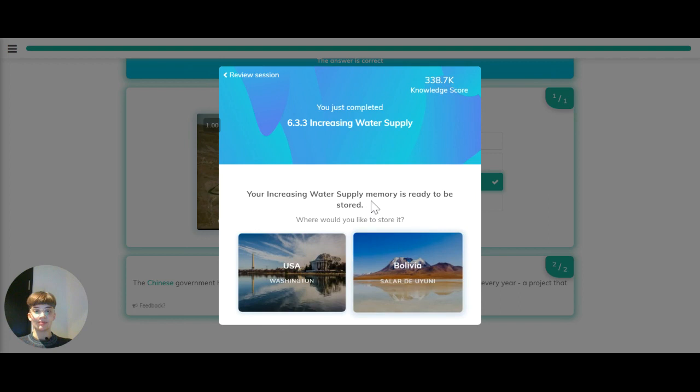That's everything you need to know about increasing water supply for your GCSE Geography exam.